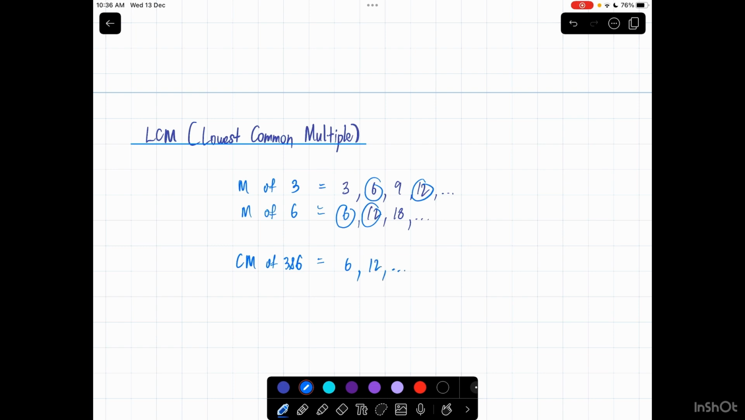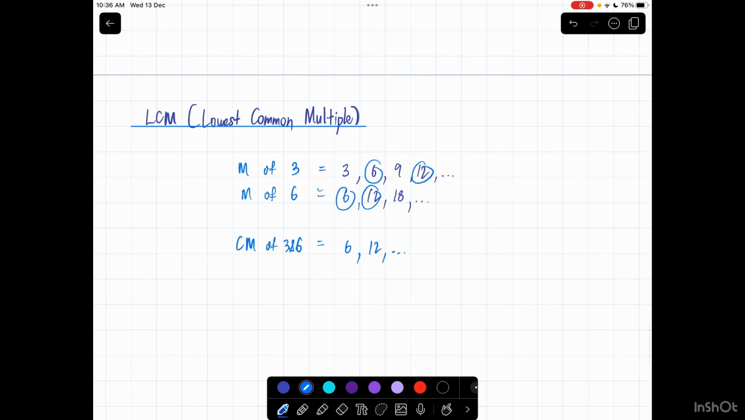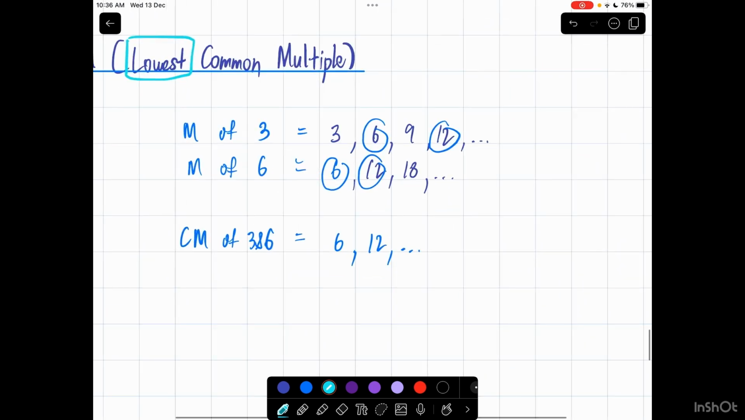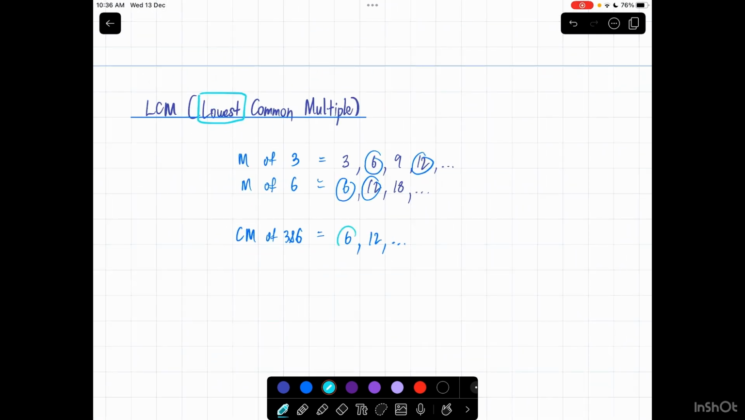So once you have the list of common multiples, to find the lowest common multiple, it's clearly stated lowest. Lowest means see the least number there. So we have 6, 12. So obviously 6 is the smaller number. Therefore, 6 will be considered the LCM of 3 and 6.